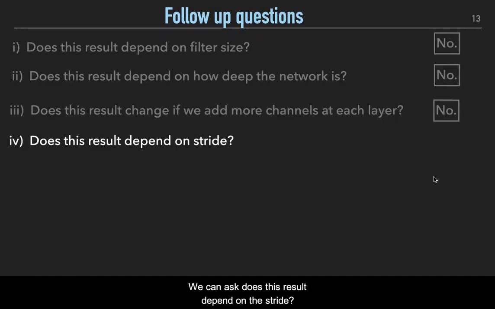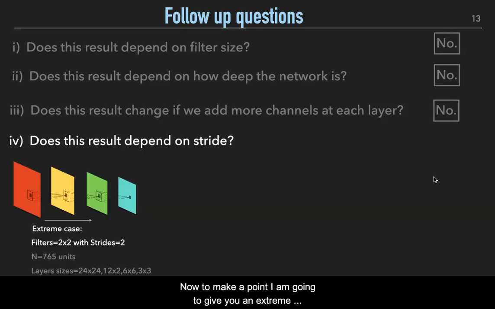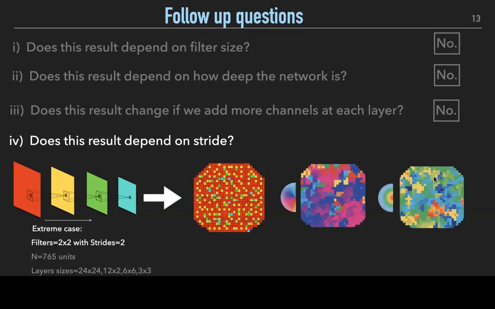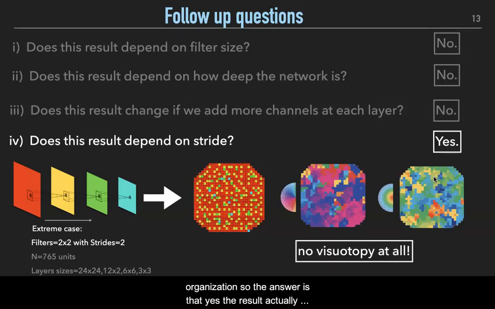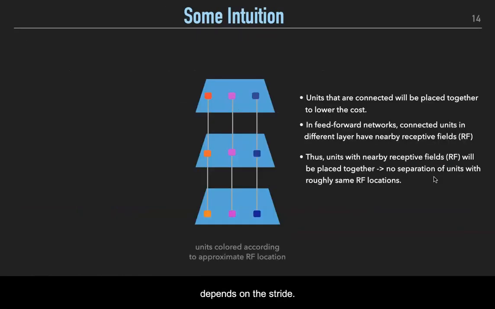We can ask, does this result depend on the stride? Now, to make a point, I'm going to give you an extreme case where we have a 4-layer network with filter sizes 2 by 2 and stride 2 in all layers. So we have non-overlapping filters. And as we can see, we don't have any visuotopic organization. So the answer is that yes, the result actually depends on the stride.